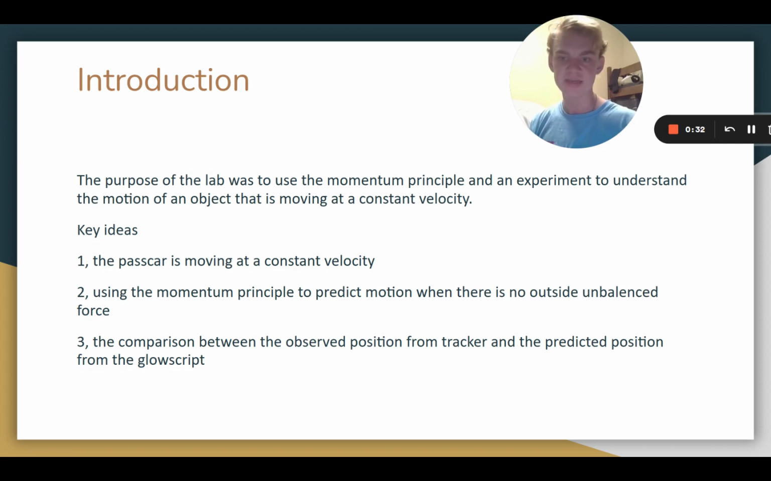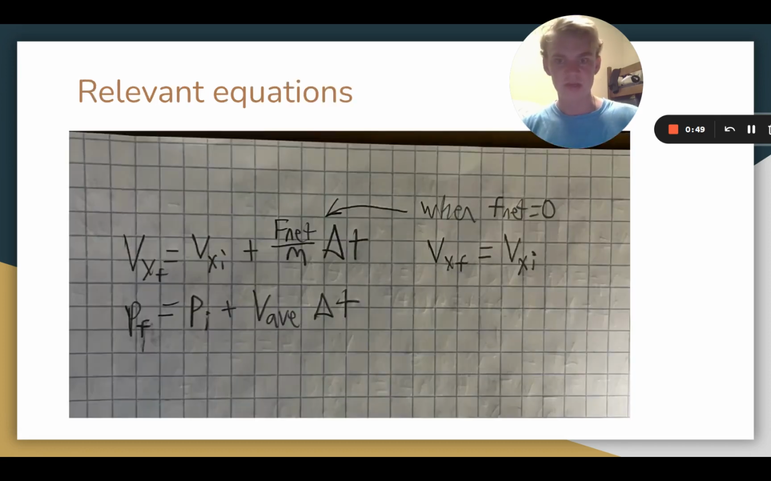And the third key idea is a comparison between the observed position from Tracker and the predicted position from our GlowScript model. And the overall result from this lab, the comparison, is that the expected and actual results varied only slightly, but we'll get into that more later when we're analyzing the graphs.